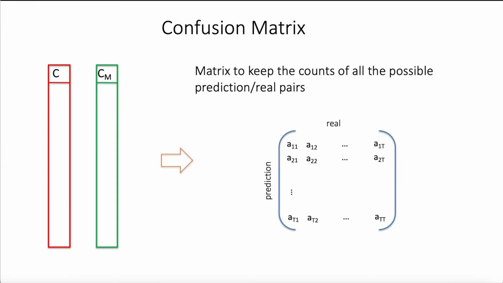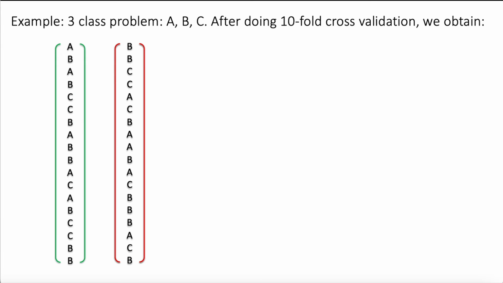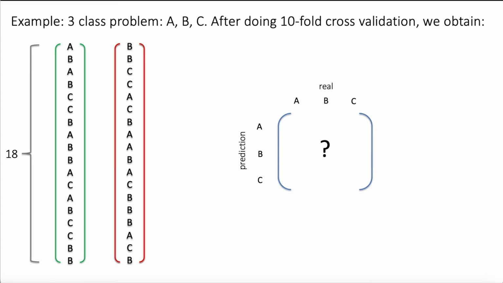To come up with something like what we just said, we need to create a matrix called the confusion matrix. And this matrix keeps the counts of all the possible prediction versus real pairs. If we have, for example, here the green column with the model predictions and the red column with the actual class values, and imagine in this example we have 18 cases, right? So how do we build the confusion matrix?